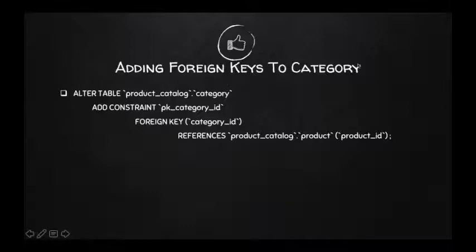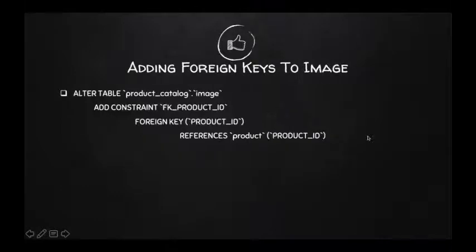So here we're adding a foreign key relationship to category. This is just based off category ID. So this was that one-to-many relationship. So it says we're adding a constraint. Our constraint name, foreign key is category ID, and we're referencing the product catalog.product to product ID.